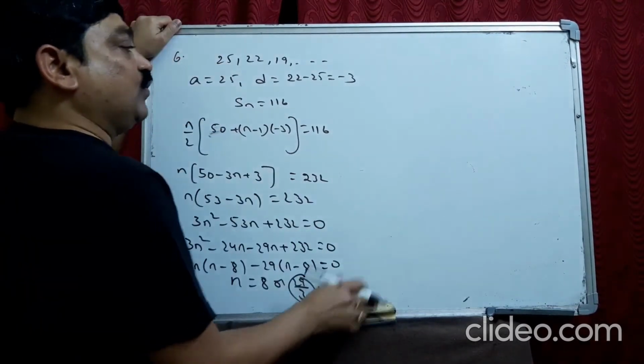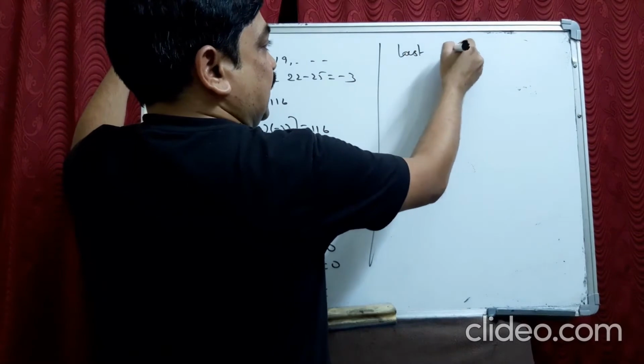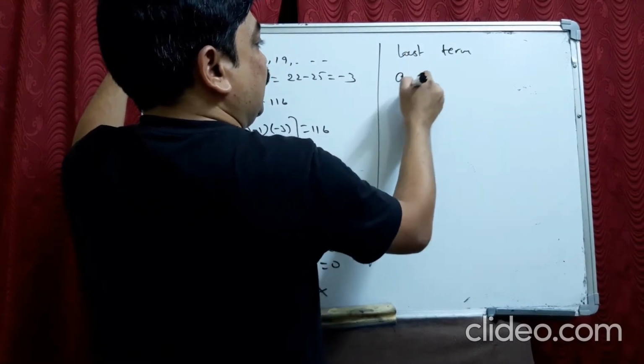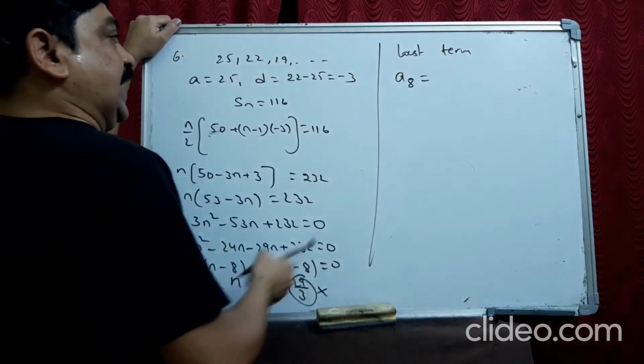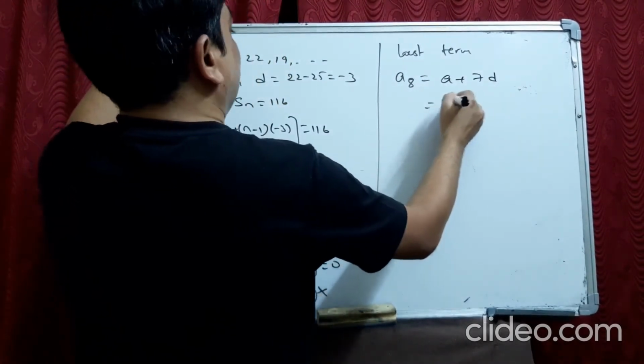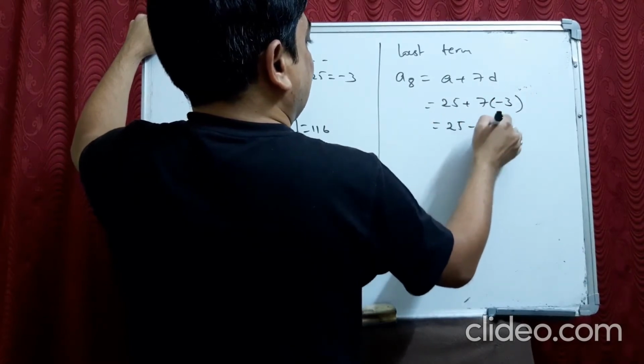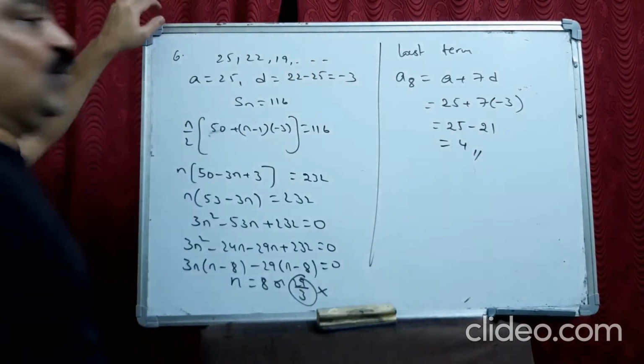After getting that, what we are supposed to do? Last term. That means there are 8 terms. There are 8 terms, so we have to find out A8. A8 is A plus 7D. That means 25 plus 7 into minus 3. 25 minus 21, that is 4. Okay?